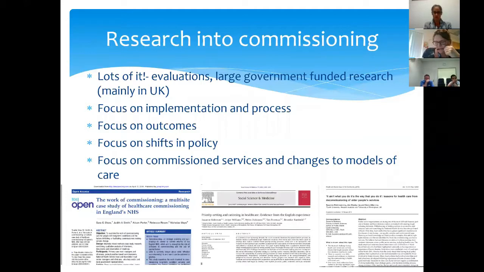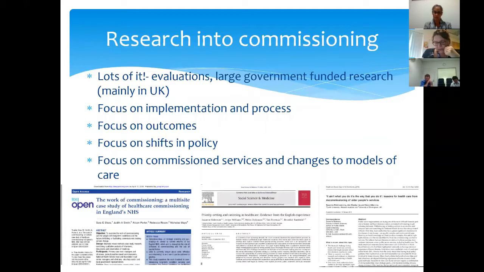In terms of types then, there's been large-scale and small-scale evaluations that have been funded by governments. The local commissioners themselves have funded lots of activity. Universities have seed-funded money into this area. And then there's been large government-funded research, mainly from the UK, the National Institute for Health Research and its predecessor, SDO. So there's been some large grants funded that have really tried to look at the implementation and outcome of commissioning, particularly in the UK NHS.